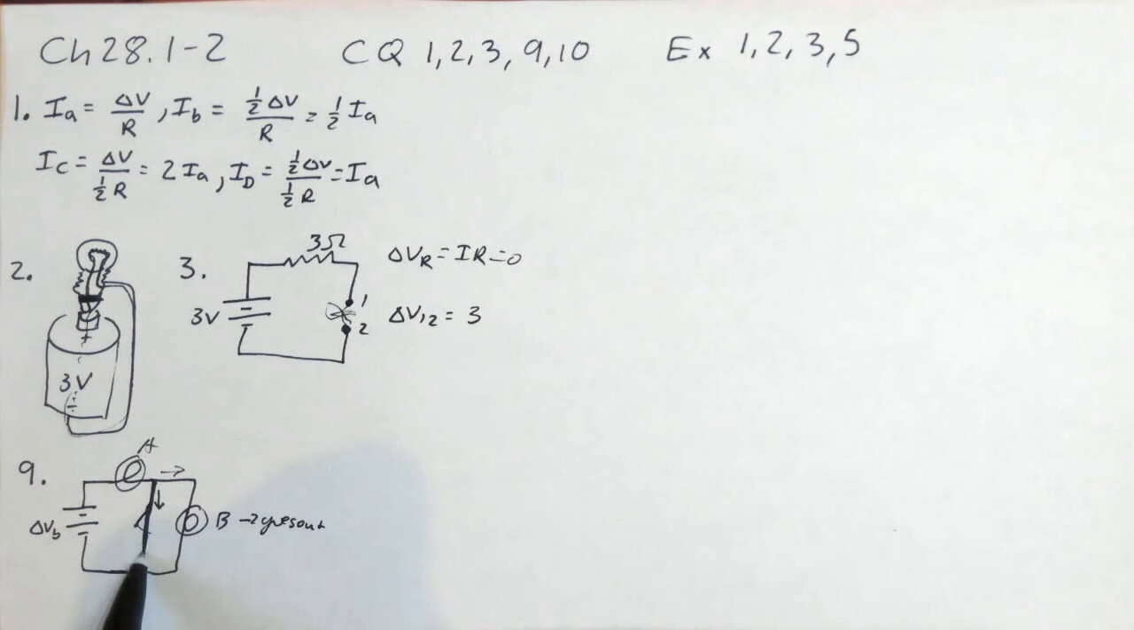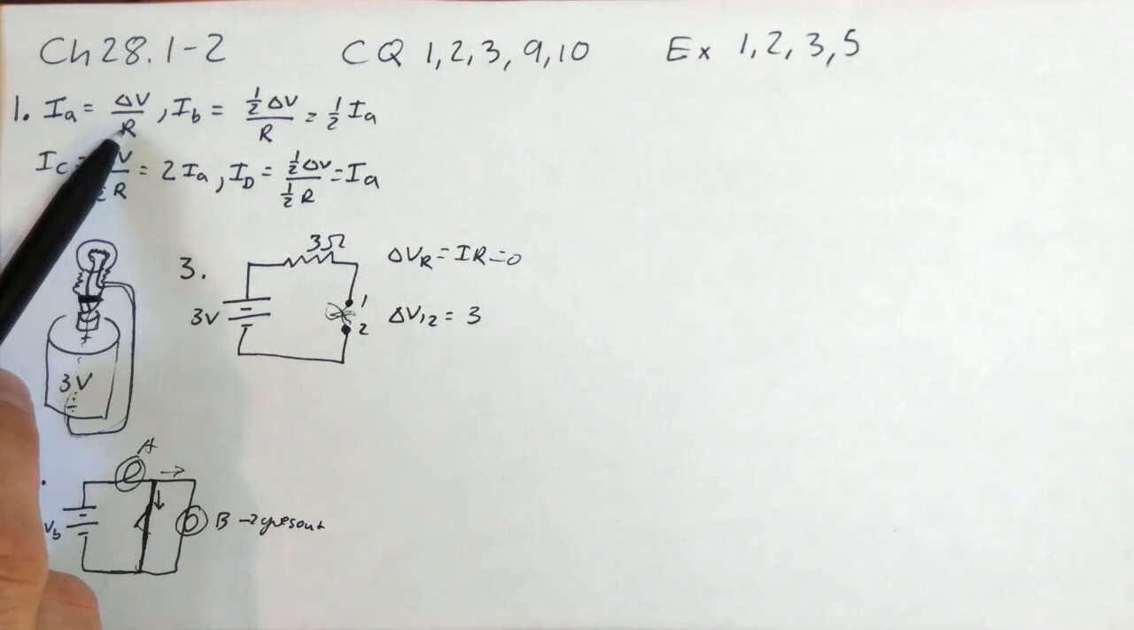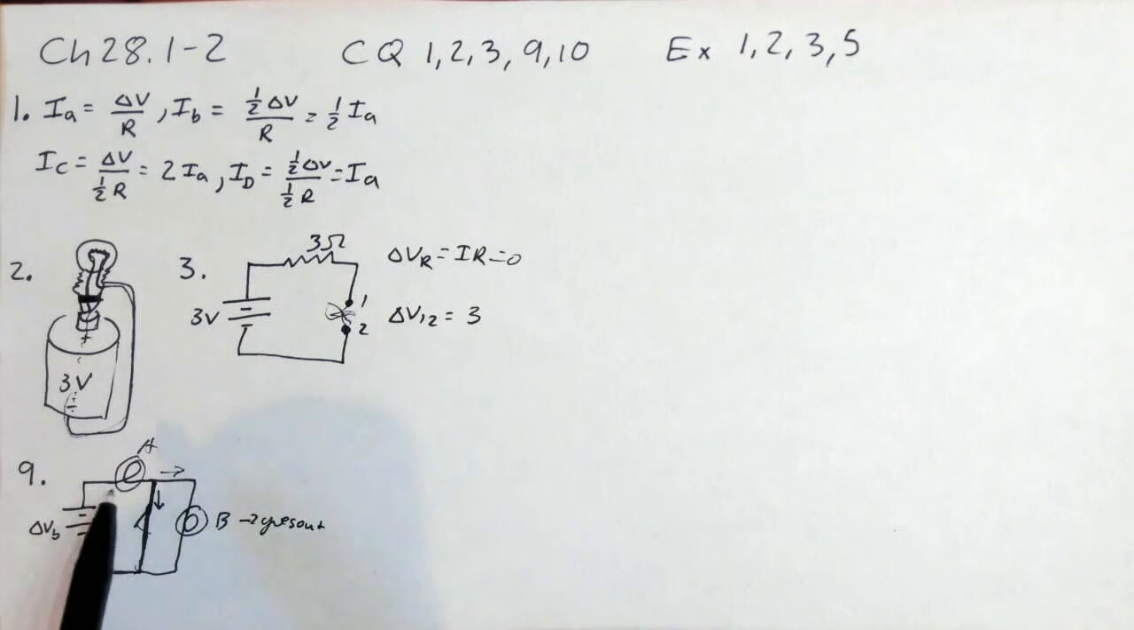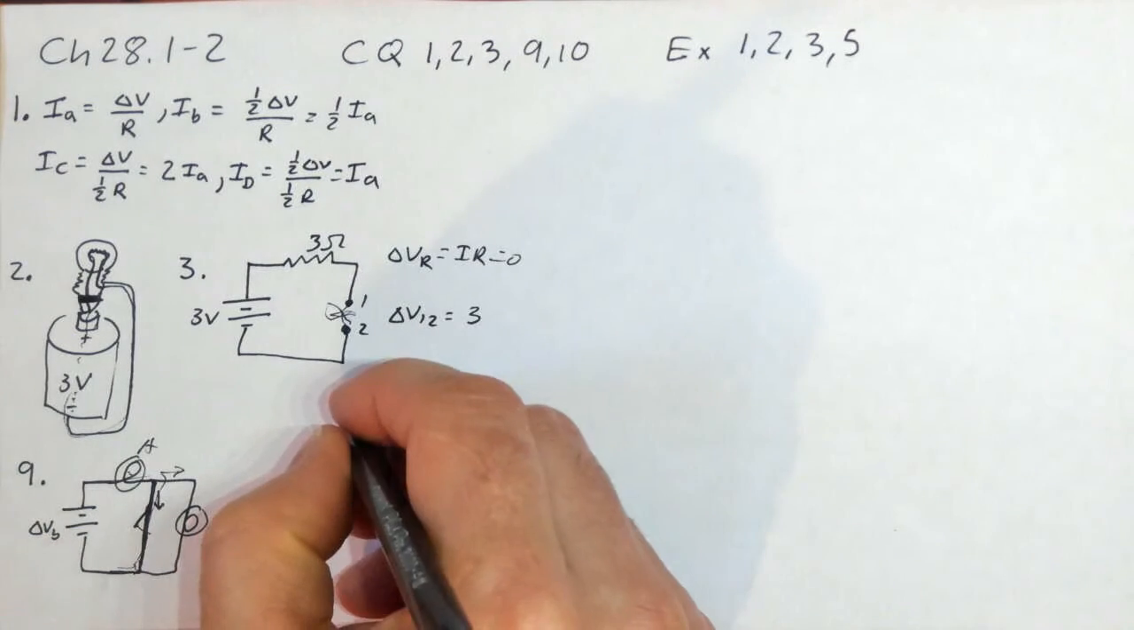When I close this switch, suddenly this is out of the picture, and the current is only flowing through 1 resistor. The resistance is now smaller, same battery, so the current increased. So more current is able to flow through A when it's alone in the circuit than it is to flow through A and B together. So A got brighter. Okay, we have another one, 10, that's similar.